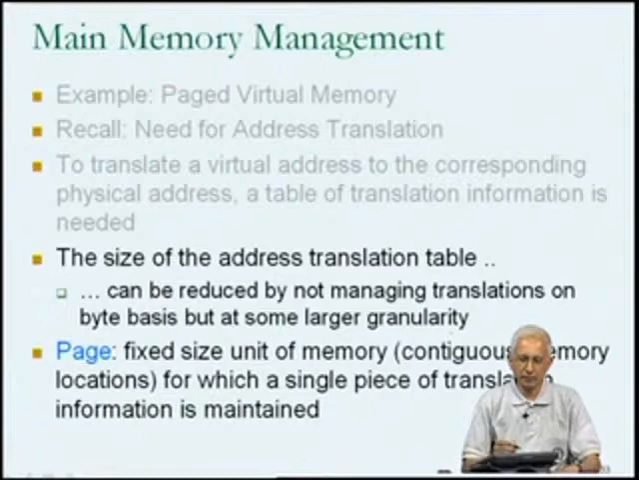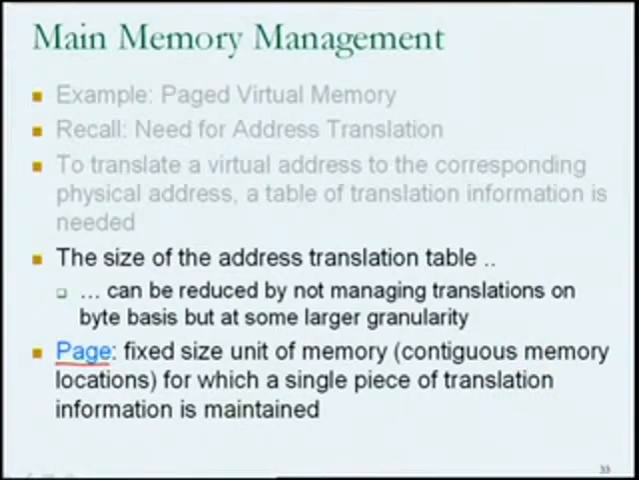Now, technically, the word page is used for this size of granularity. So it is a fixed size unit of memory for which a single piece of address translation is maintained. As I said, in the example I had just gone through, I was assuming that the size of each page is 256 bytes. And as a consequence, 256 contiguous or neighboring memory locations will all be associated with the same piece of address translation information.